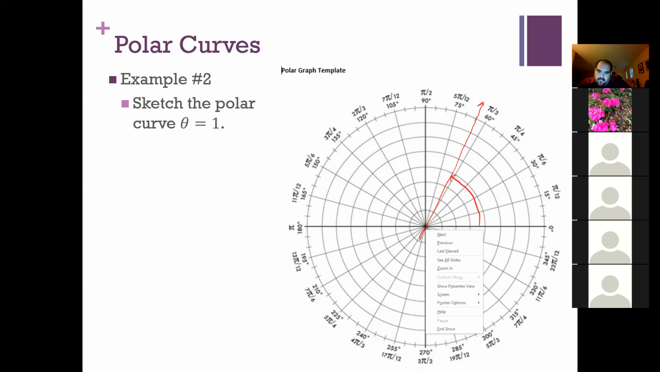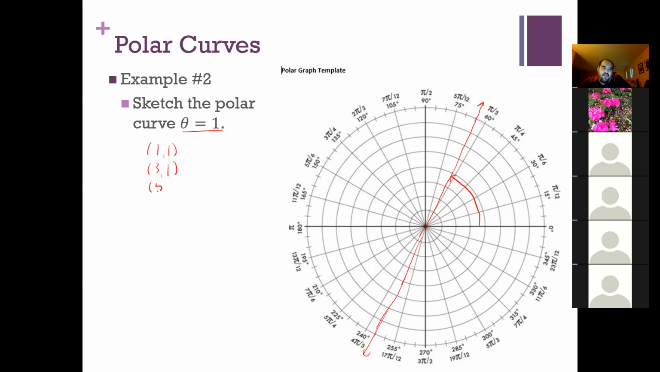So let me draw this out, and then I'll try to explain it in another way. So theta equals 1. Basically, you don't see r in there, so that means it does not matter what r is equal to. So all these points satisfy this. So there's (1, 1), (3, 1), (5, 1), (negative 1, 1), (negative 10, 1).